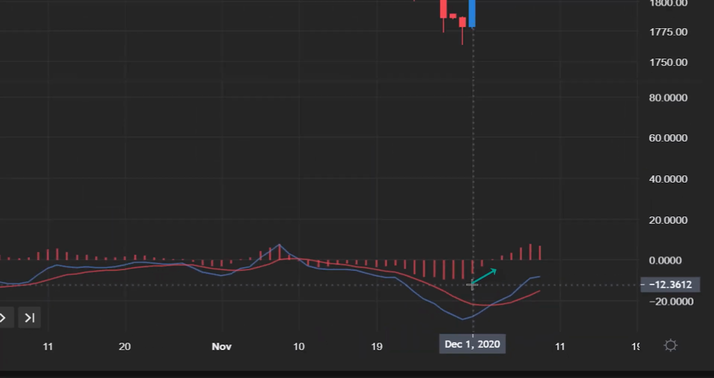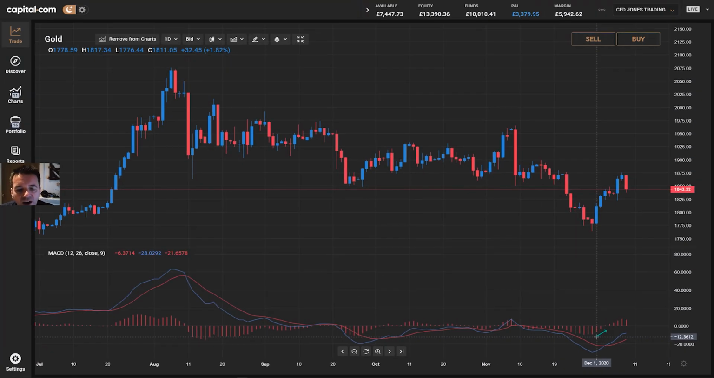So again, some people might use that to try and anticipate the crossing over of the line, to get something of a head start rather than waiting for the absolute crossover of the MACD.